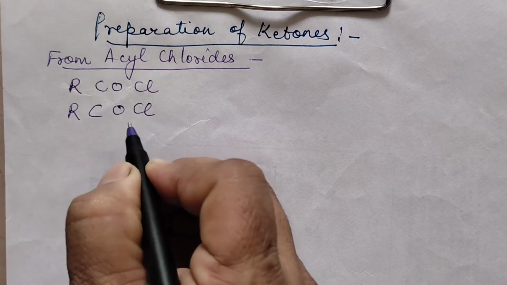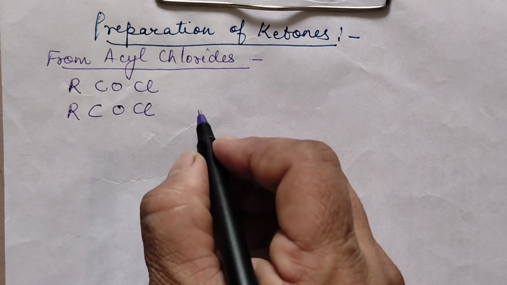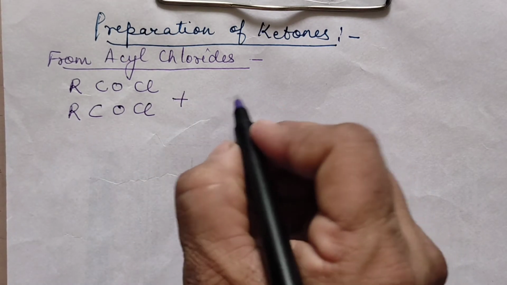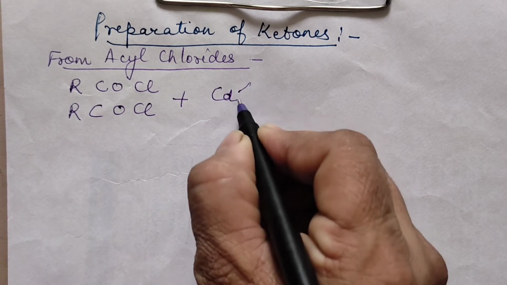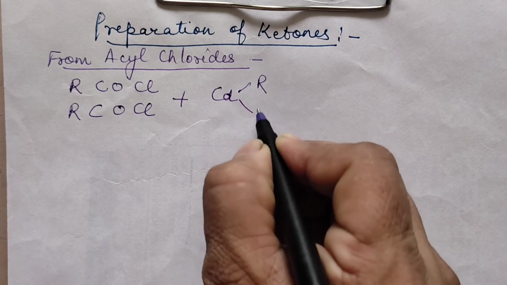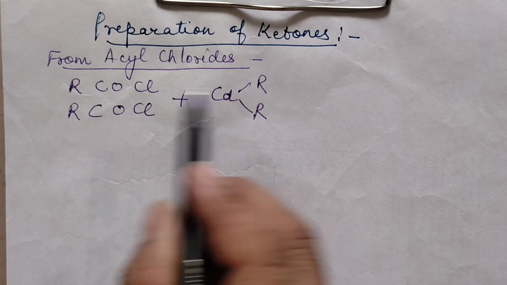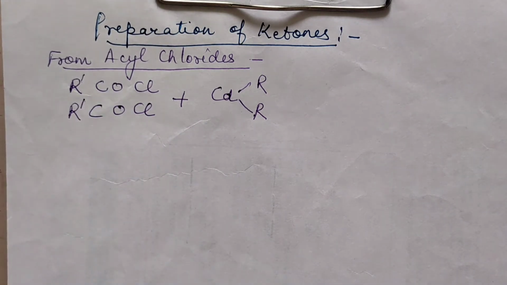So acyl chloride, when we balance, it comes out to be 2. So two acyl chlorides. Now they are to be treated with dialkyl cadmium. I am writing cadmium this side, and two alkyls are attached, so two R's. Just to differentiate between both the alkyl radicals, I am putting a dash in one. Let this be R dash, this be R.